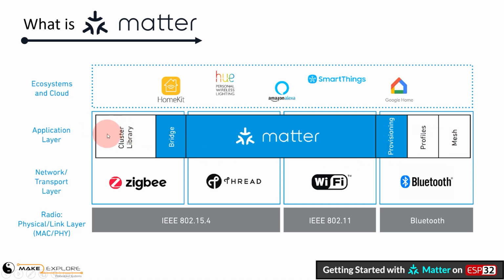There is also a cluster library in the application layer. With all these specifications we can connect to cloud services and ecosystems like Apple HomeKit, Philips Hue, Amazon Alexa, SmartThings, Google Home, etc. This was all about the brief introduction to the Matter standard.